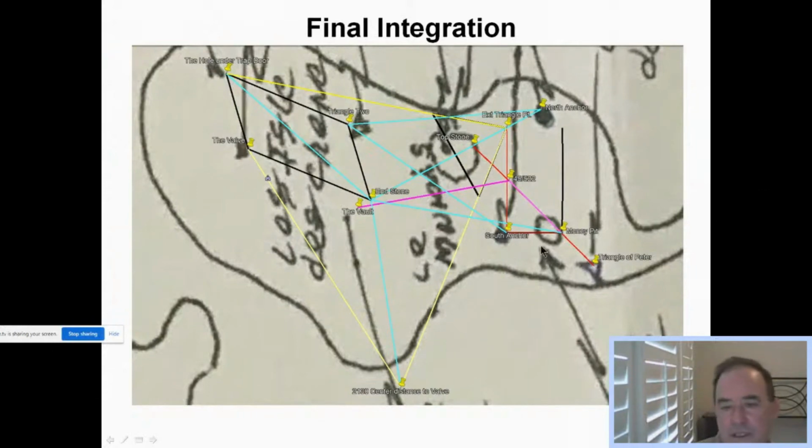There are 3 distances that complete this map.